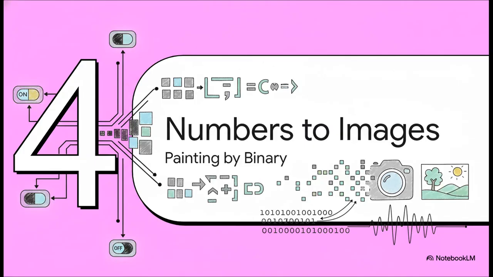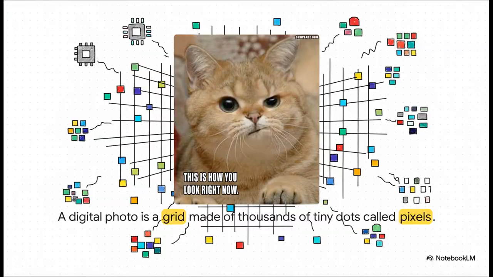We've gone from switches to numbers to text. But what about the really complex stuff we see every day on our screens? How on earth can a simple on or off system create a rich, detailed photograph? So here's the trick. When you look at a digital photo, you're not actually seeing one continuous image. What you're really looking at is a giant grid made up of thousands or even millions of tiny, single-colored dots. And we call those dots pixels.